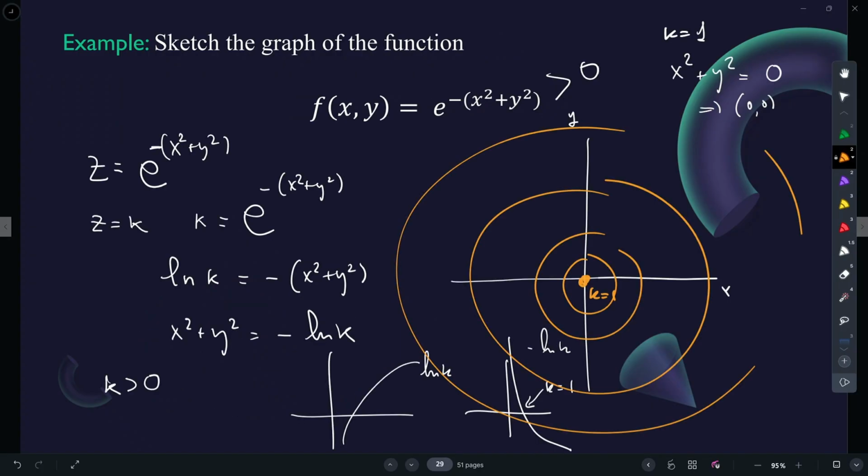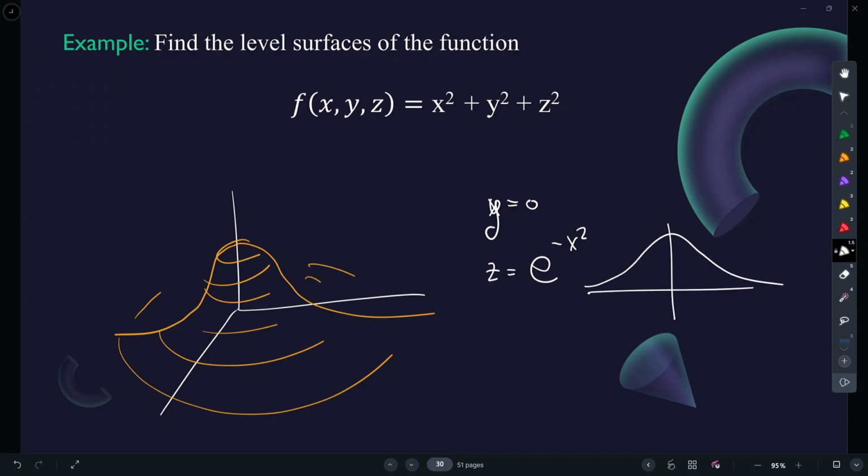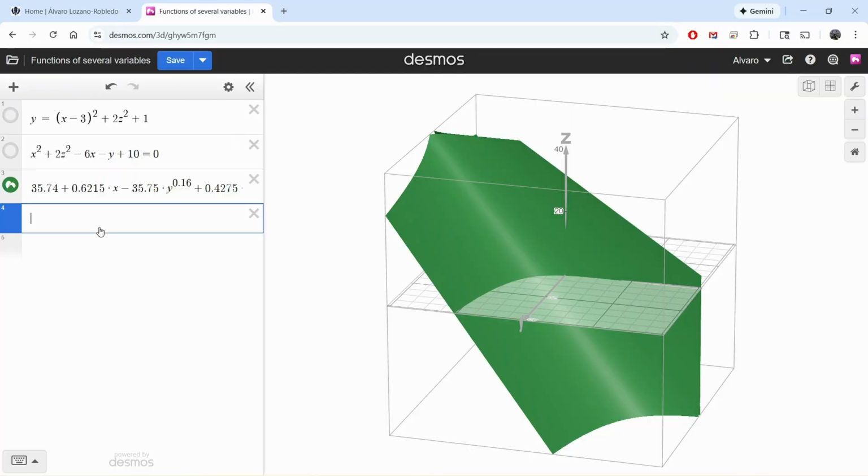You can also do cross sections in other directions. So, for example, just to help me out, what is happening when y is 0? I get z equals e to the minus x squared minus 0. So I get e to the minus x squared, which is the bell curve. So that's why in the cross sections, the main two cross sections in the x direction and y direction, I get bell curves. So that's why it looks sort of like this. Let me sketch it for you.